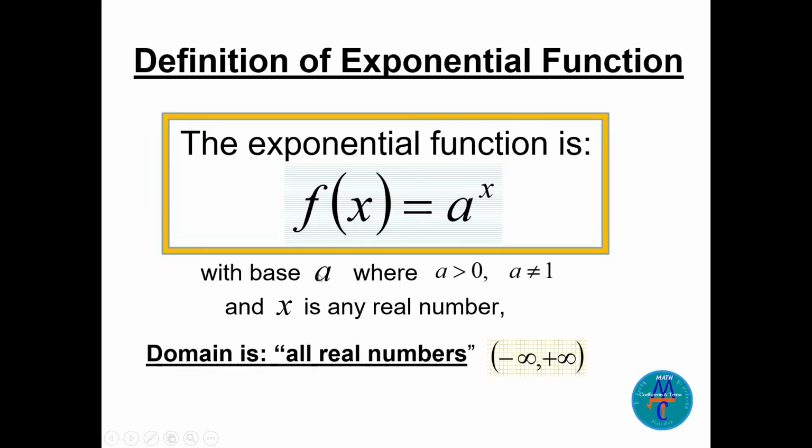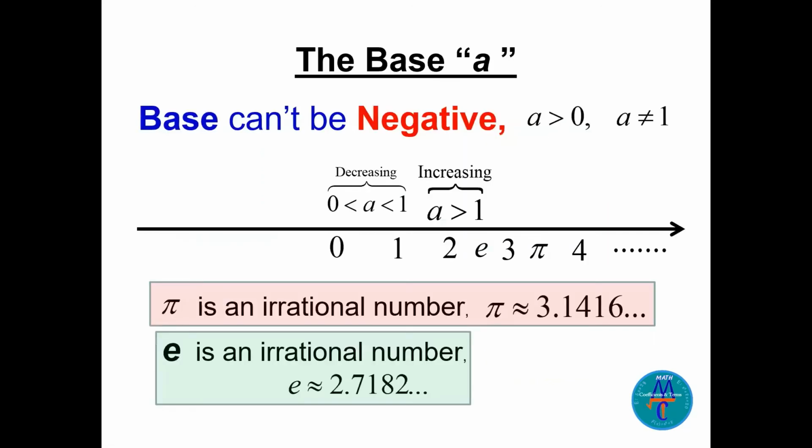Be careful about the base. a greater than 0, so it can be a half, 1 over 3, 1 over 7, 1 over pi, and not equal to 1. Here we see more details about the base. The base cannot be negative, remember. We mentioned that: a greater than 0, and a cannot be 1.